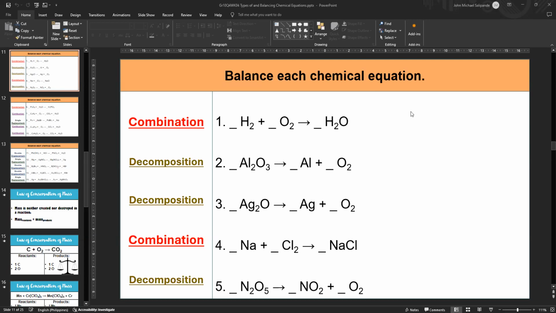Hi, good morning everybody. My name is Sir Jude and today tuturuan ko kayo kung paano mag-balance ng chemical equation in a fast, less academic, and shorter way. Okay, let's get started.